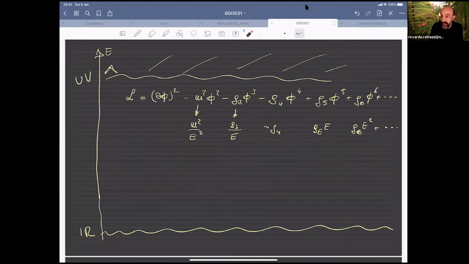So the IR scale is simply characterized by M, it is simply of order M or G3, okay? In fact, it could be controlled by M alone, since G3 could even be 0, right? If you have a theory with a symmetry phi goes to minus phi, you don't have G3. So what matters is M, certainly, and possibly also G3.